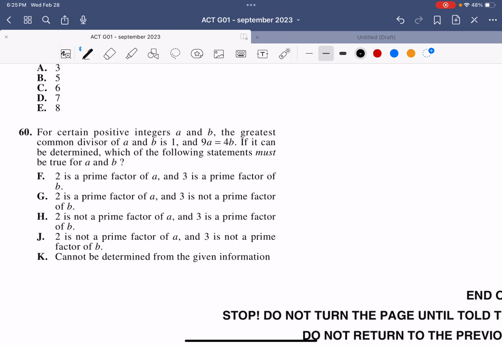Number 60, for certain positive integers a and b, the greatest common divisor of a and b is 1, and 9a equals 4b. If it can be determined, which of the following statements must be true for a and b?